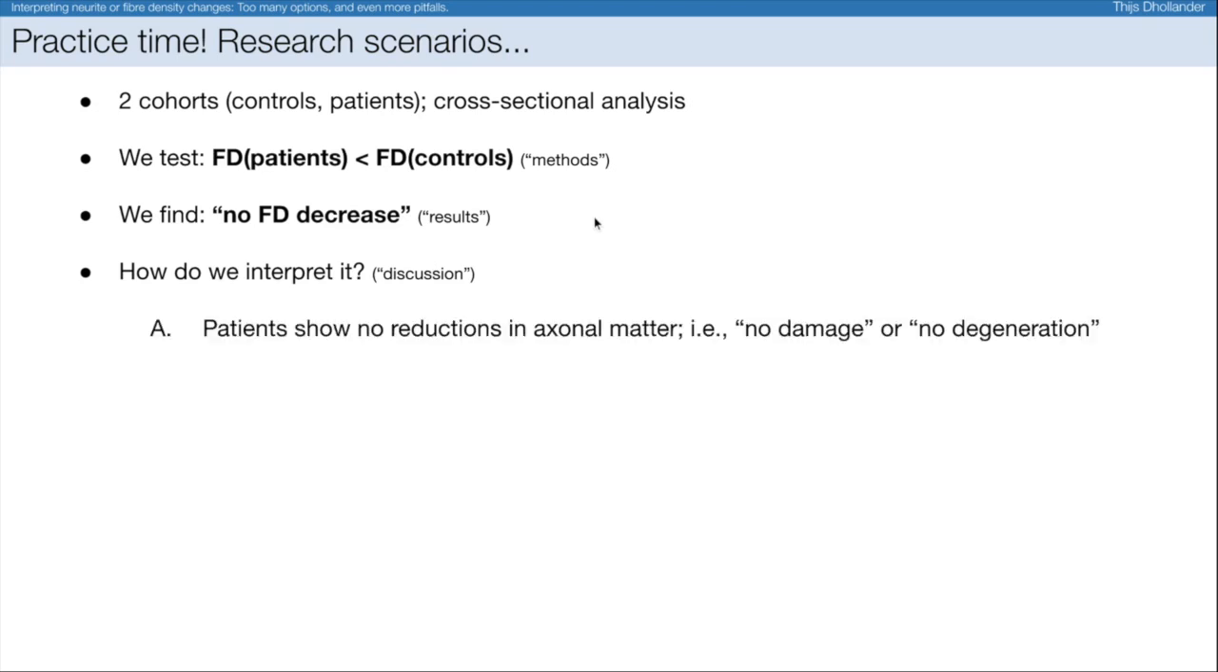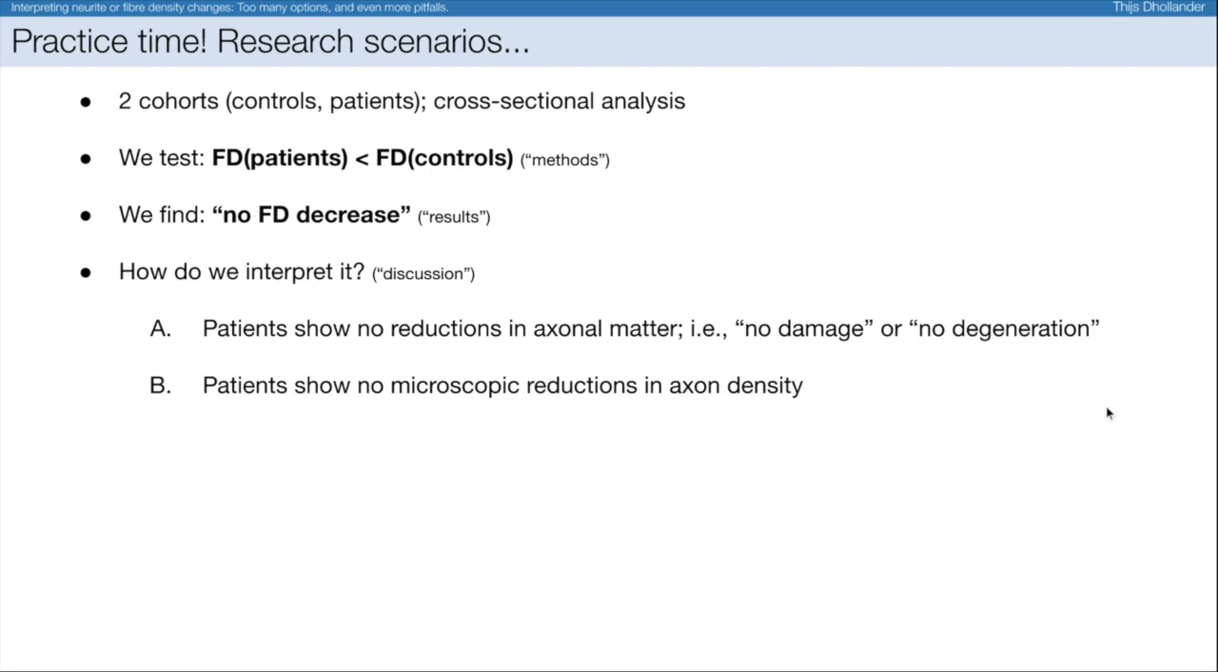What could you write? Well, here's option A. So remember, the result was there is no FD decrease. So let's say you write in your discussion section, patients show no reductions in axonal matter. So there was no damage in their bundles in the brain, and there was no degeneration, both of those types of language you might use in your discussion section. So not saying this is what you should write, but given these results, maybe this sounds like an option.